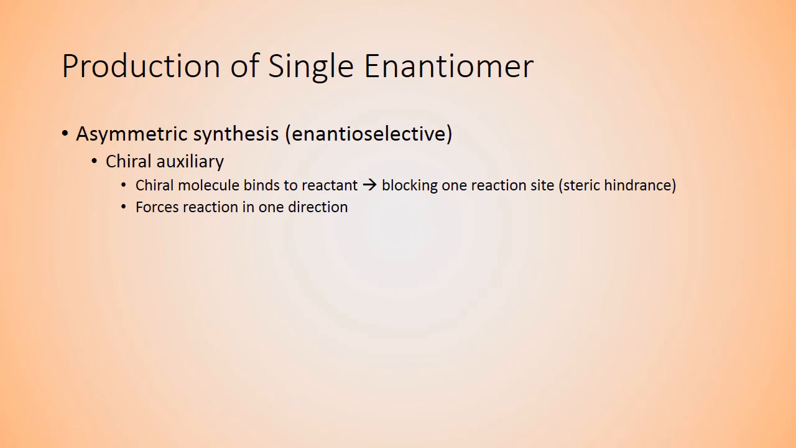So the strategy we use is called chiral auxiliary. So the chiral molecule is going to bind to the reactant. It's going to block one of the reaction sites and is essentially creating what's called steric hindrance. So looking back at D8, when you can have the cis versus the trans, you can have where we have the mirror images between the two.